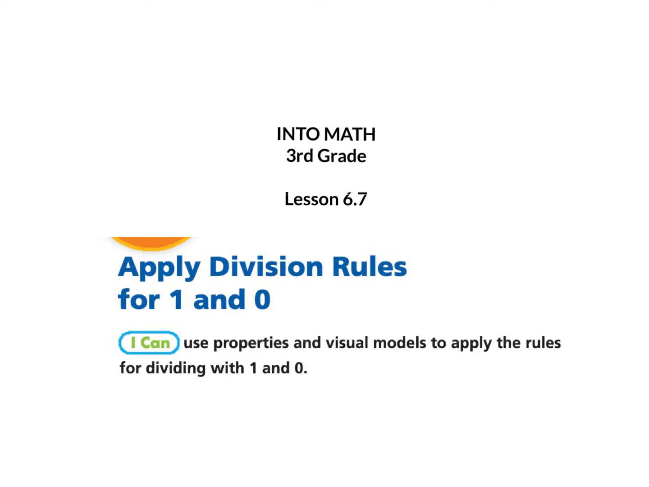This is Into Math 3rd grade, lesson 6.7. Apply division rules for 1 and 0. I can use properties and visual models to apply the rules for dividing with 1 and 0.